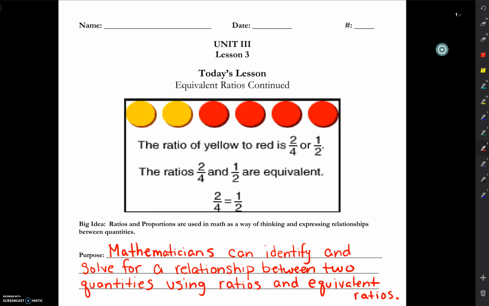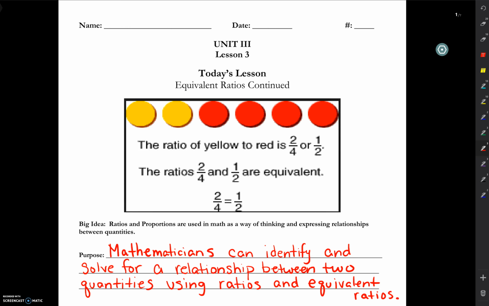Okay, boys and girls, so we have been working on ratios, and we've been working on Unit 3. We've done Lesson 1, 2, and now we're on Lesson 3. Lesson 1 was ratios, just identifying ratios. Lesson 2 was creating equivalent ratios, and then Lesson 3 is a continuation of equivalent ratios.